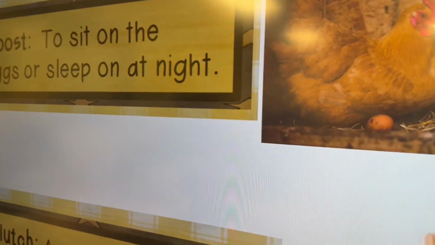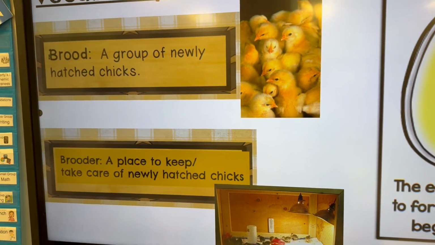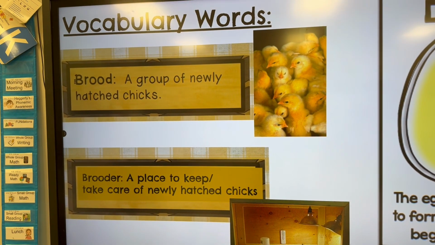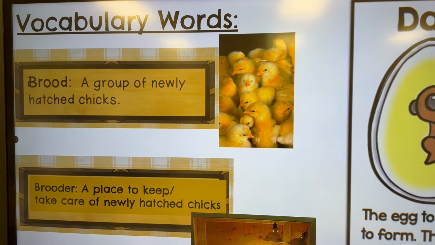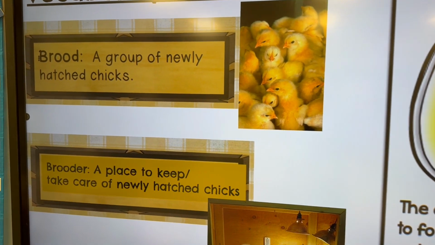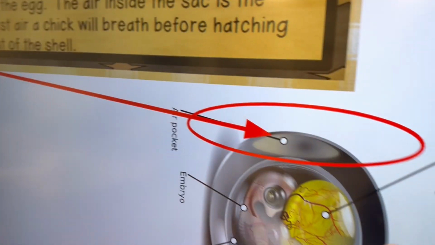And then let's look at day 6. The words for day 6 were brood and brooder. And we talked about the difference between a brood of chicks and a brooder box. See if you can remember what those were.